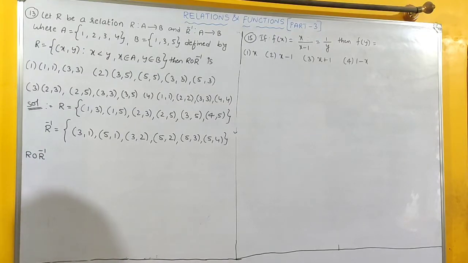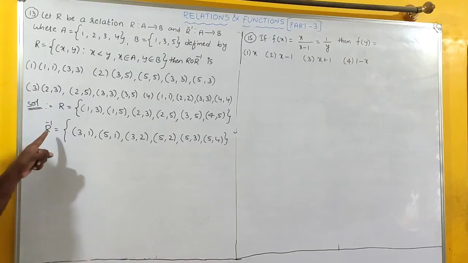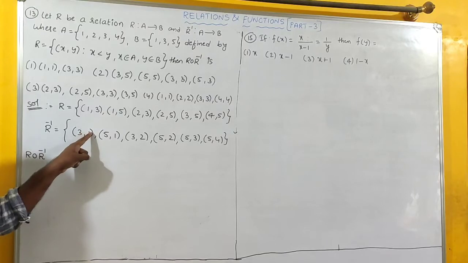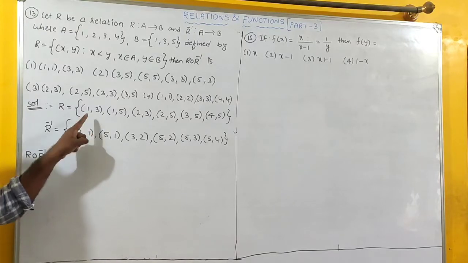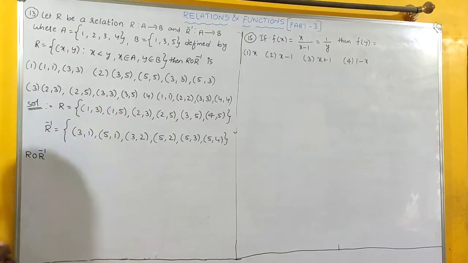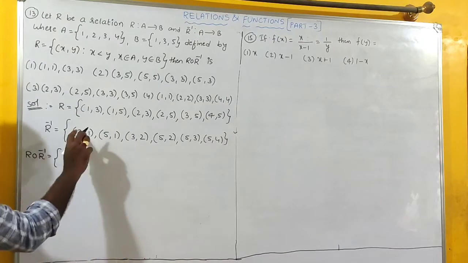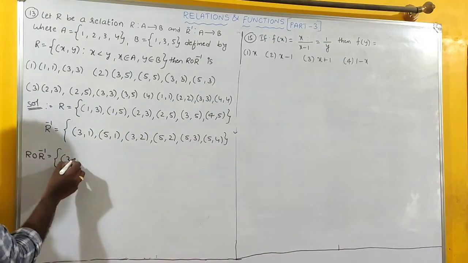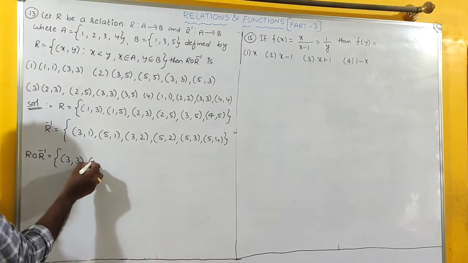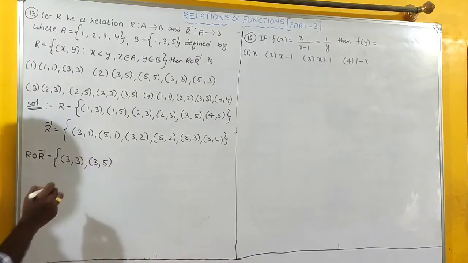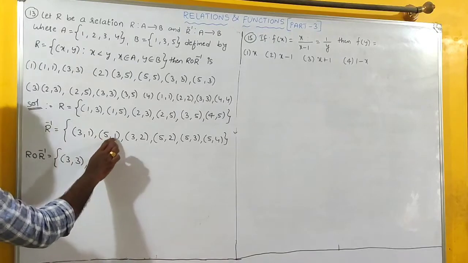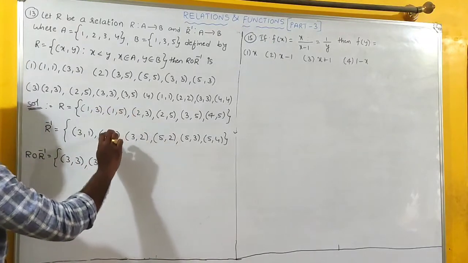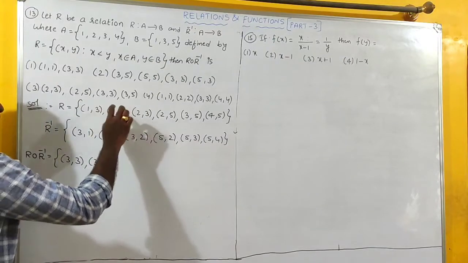See here, if you take R inverse, 3 is related to 1. Again 1 is related to 3 and 5. That's why I can write 3 comma 3, 3 comma 5. Again 5 is related to 1. Again 1 is related to 3, 1 is related to 5. Then 5 comma 3, 5 comma 5 are also correct.